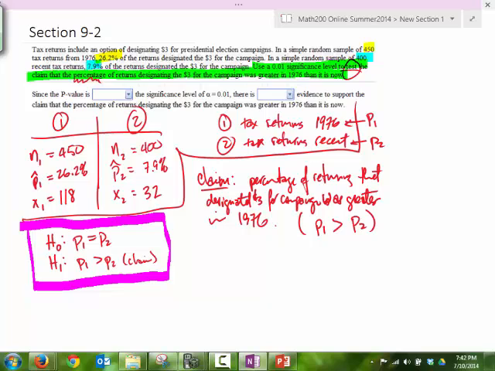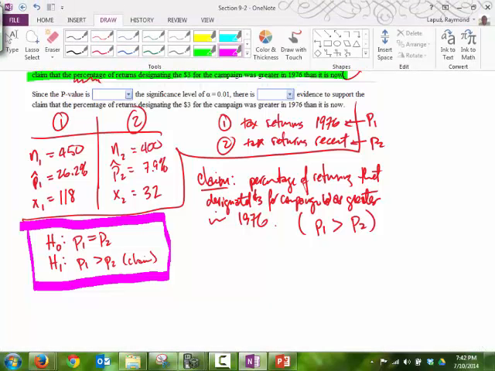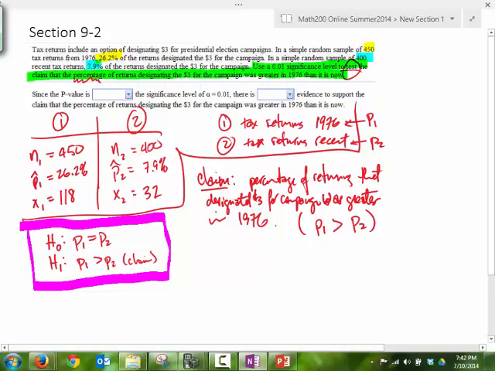The next thing I'd like to see would be the test statistic and the p-value, if you're going to use a p-value method. If you're not going to use a p-value method, then the next thing I want to see is the test statistic and then critical values. So basically whatever important parts will come up.